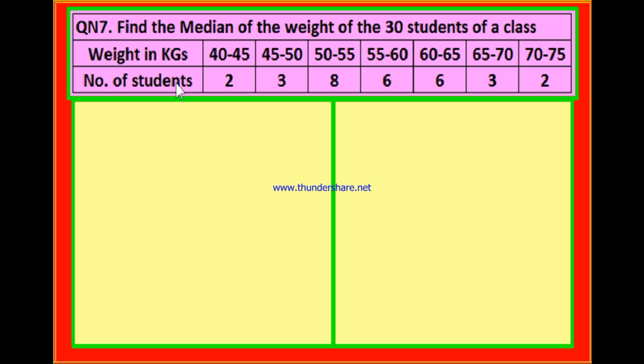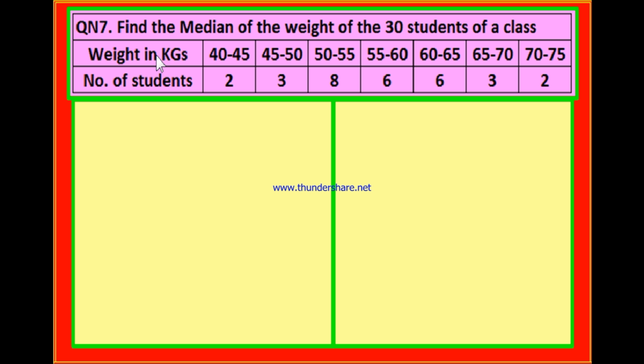Weight in kgs and the number of students. Between 40 to 45 kgs, the number of students in the class is 2. Between 45 to 50 kgs, the number of students is 3. Between 50 to 55, the number of students is 8. 55 to 60, 6. 60 to 65, 6. 65 to 70, 3. 70 to 75, 2. This is the group of data. For this group of data, you have to find the median.